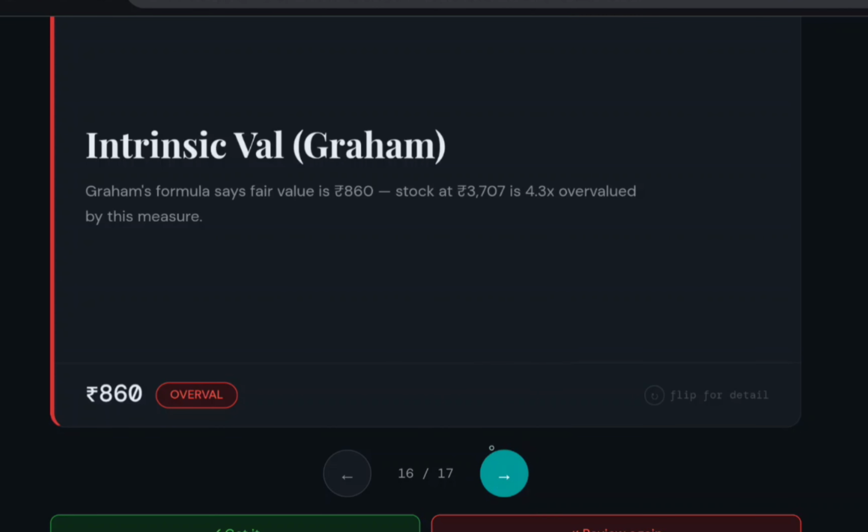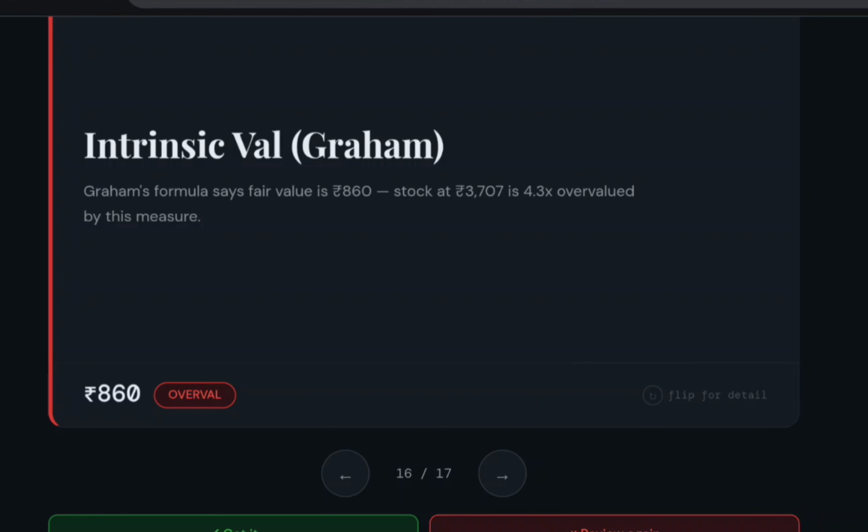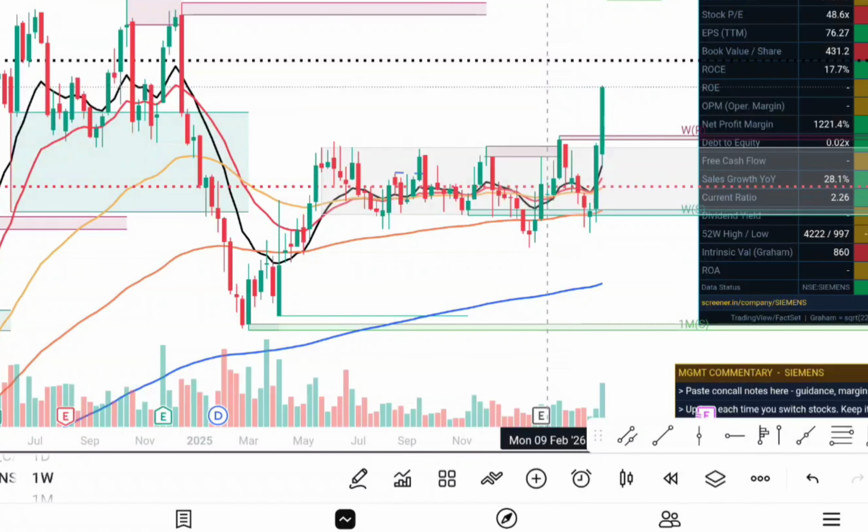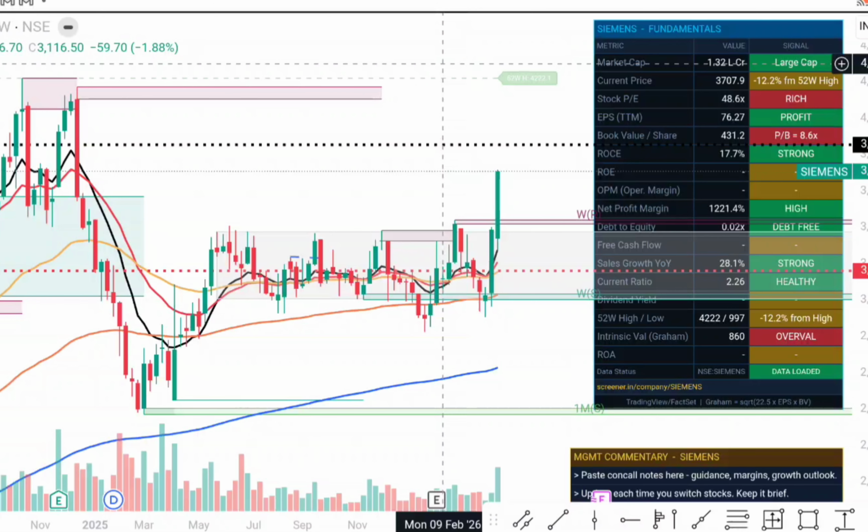The next one I have captured is intrinsic value. What is the intrinsic value? Then I have captured ROA, return on assets. So all these fundamentals I have captured here, so you can use this. And if you want more fundamentals, there are other fundamental dashboards as well. I can discuss them in my next video.